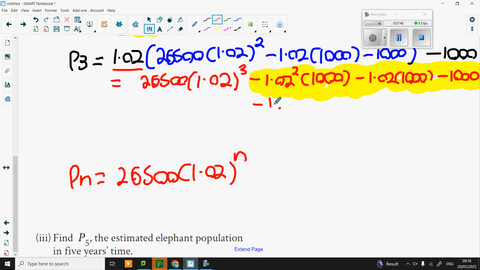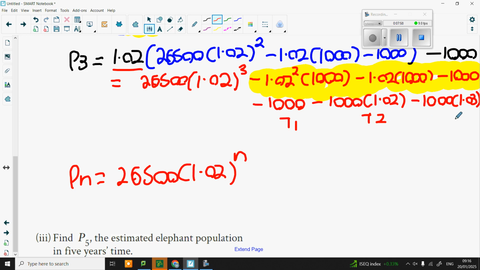Let's reverse this situation, yeah? Minus 1,000, minus 1,000 times 1.02, minus 1,000 times 1.03. See the way that could be T1, that could be T2, and see the way it matches to P3. So I think for, oh, sorry, it's 1.02. Very poorly drawn. Yeah, squared, thank you. What do you think the next one will yield?